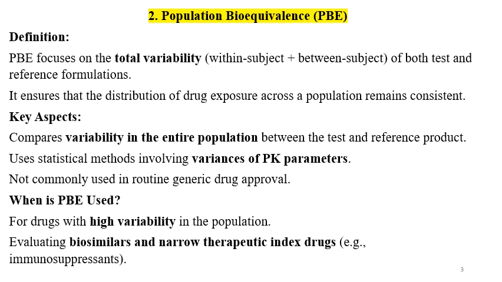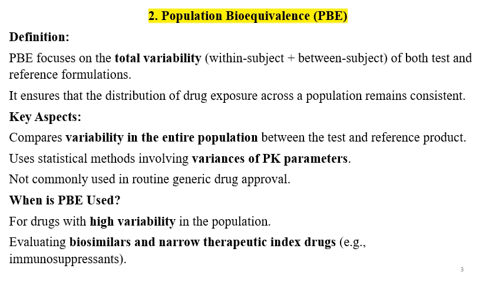Key aspects of population bioequivalence are that it compares variability in the entire population between the test and the reference product, and it uses statistical methods involving variances of PK parameters. So it is not commonly used in routine generic drug approval. In a generic drug approval, routinely the average bioequivalence study is used. So when PBE is used, it is used for drugs with high variability in the population, and it is used to evaluate biosimilars and narrow therapeutic index drugs.